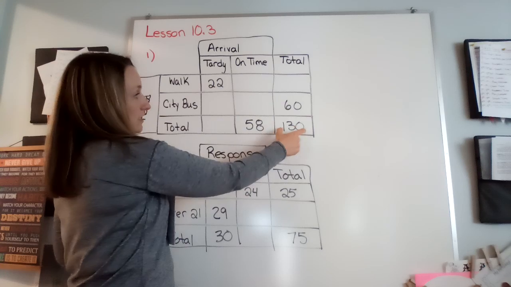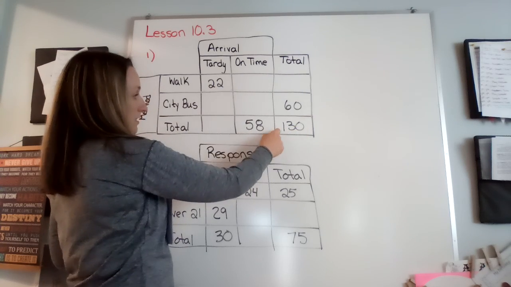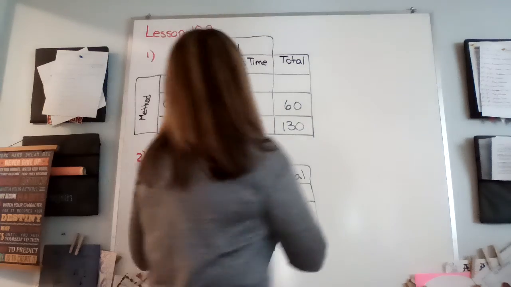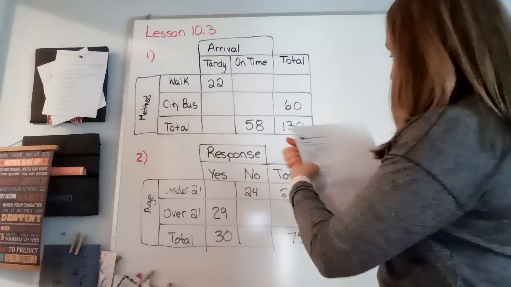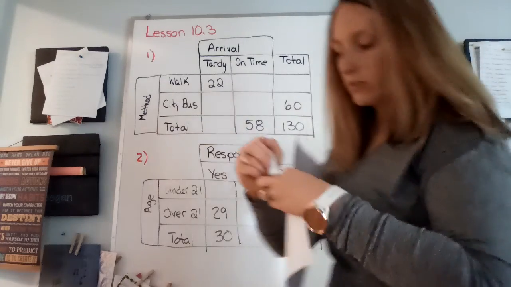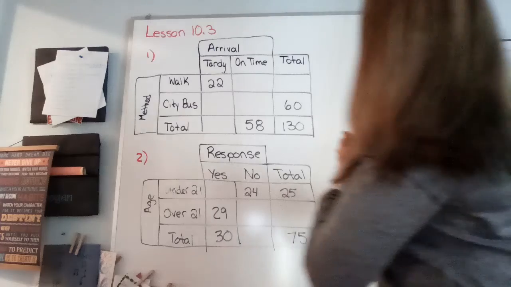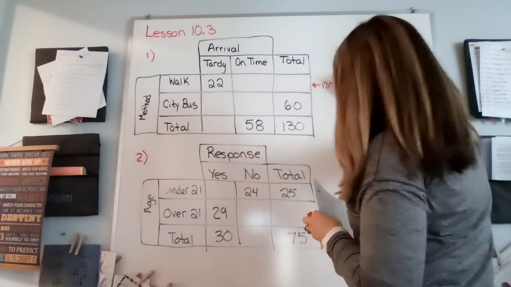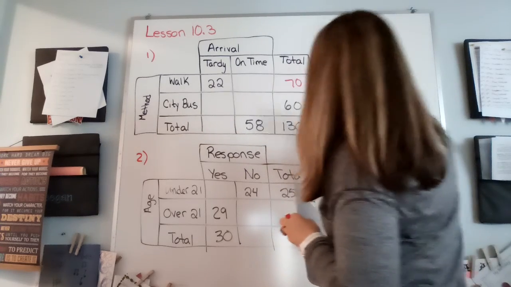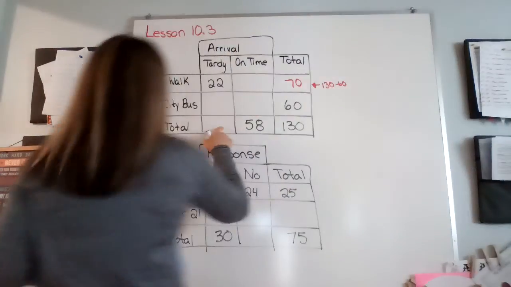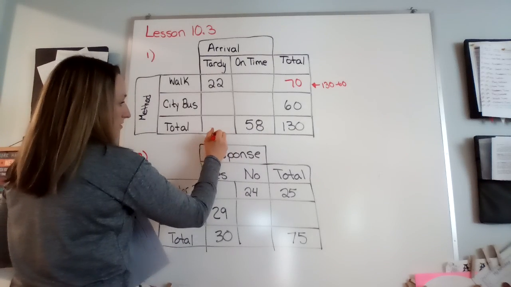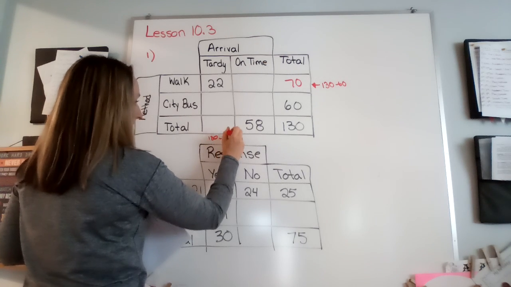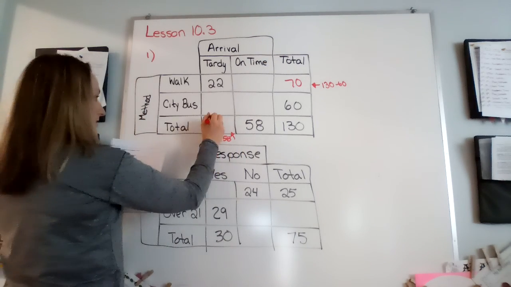Since I have these two entries, and this is the total of the column, and this is the total of the row, I can just subtract and work backwards, right? If these two add up to 130, then to get this spot here, you're simply going to subtract 130 minus the 60 to get your 70, okay? And same thing with this spot. To get this spot, you're going to subtract 130 minus the 58, and that's going to give you that entry of 72.